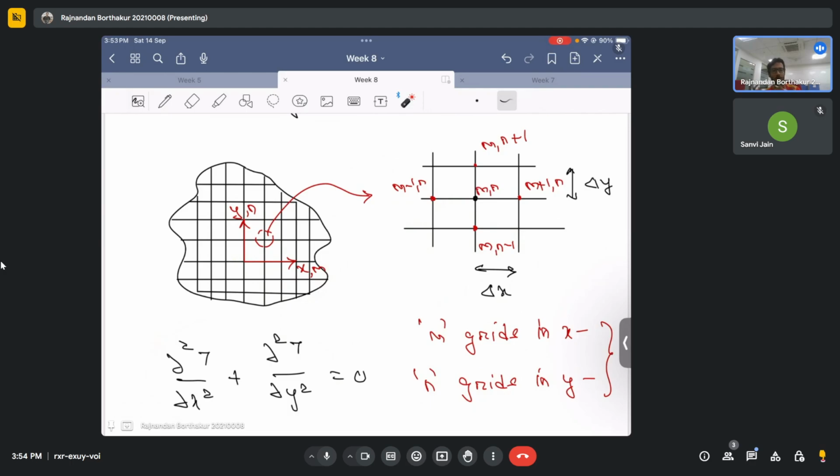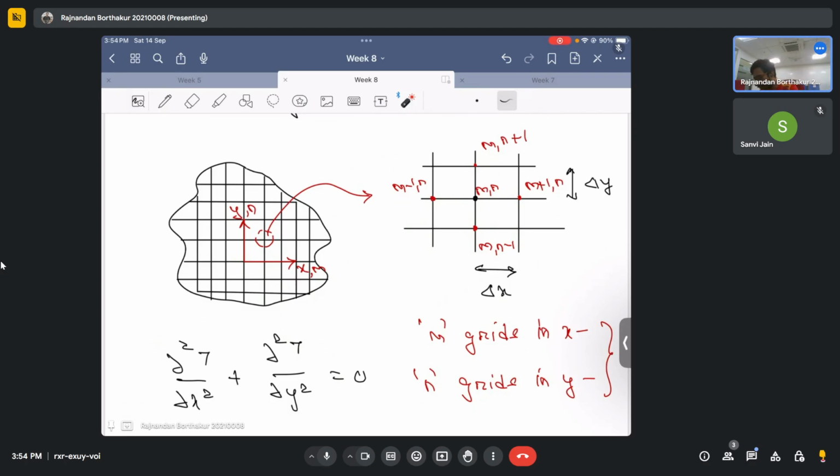In doing so, I also need to know the neighboring grid points. So you can interpret this: if this grid point is m comma n, this grid point becomes m plus 1 comma n, and so on for the other grid points, drawing the same analogy.